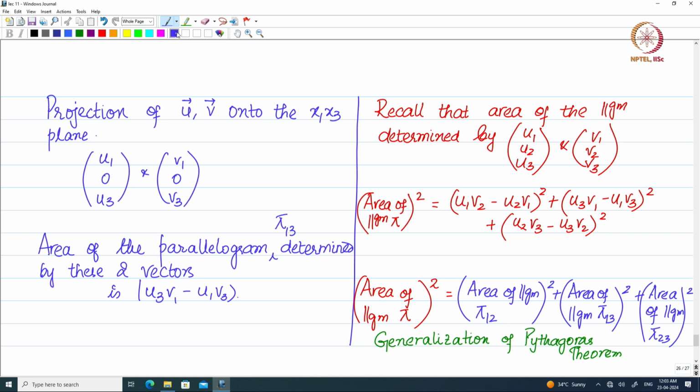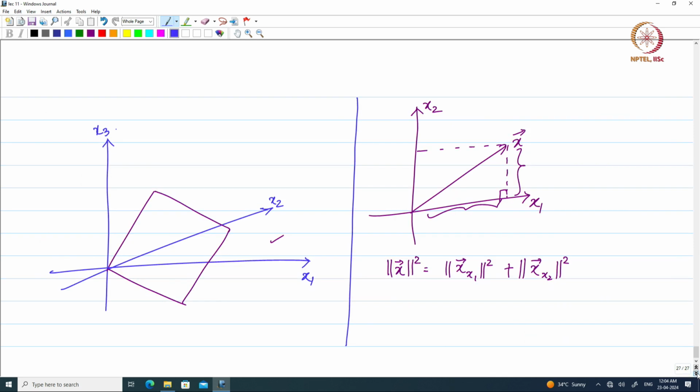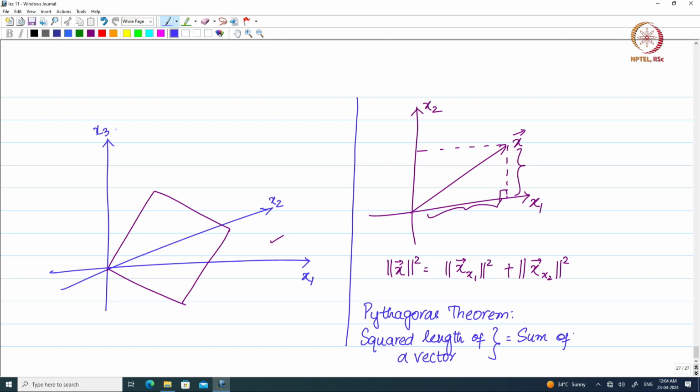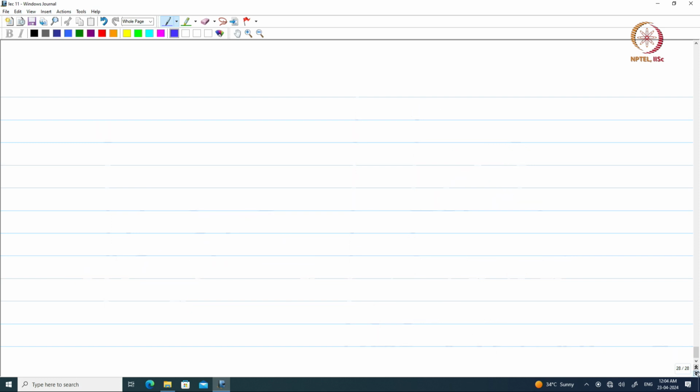So, what is the generalization? We already know that the Pythagoras theorem is basically it states that the squared length of a vector is equal to the sum of squared lengths of its projections onto orthogonal axes or onto coordinate axes. And that is exactly what we see here in terms of the area.